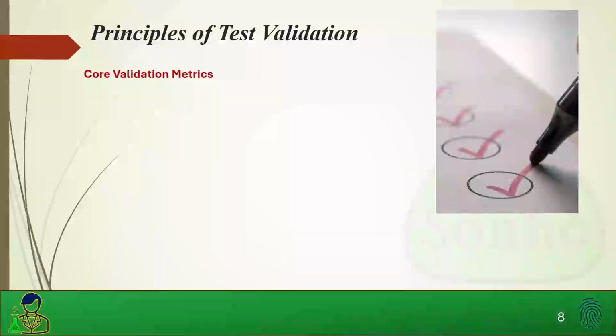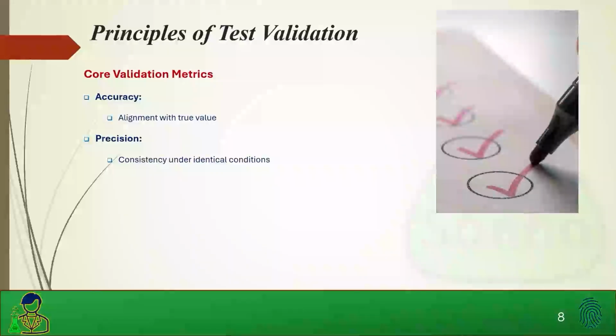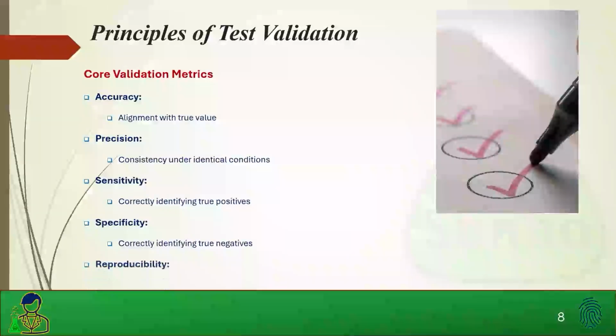So the principles of validation. What are the core validation metrics? Accuracy. This shows that the result aligns with a true value. Precision. Consistency under identical conditions. Okay, so can you repeat and get the same result? Sensitivity. Correctly identifying true positives. Specificity. Correctly identifying true negatives. And reproducibility. Consistently across operators, equipment, and locations. This is also called ruggedness, meaning reproducibility or ruggedness. Precision is often called repeatability. Just nomenclature, good stuff.